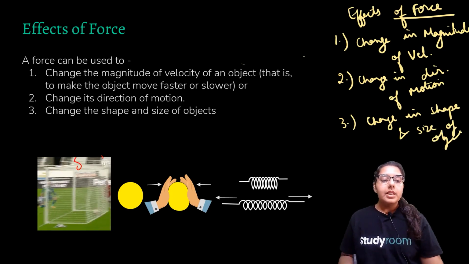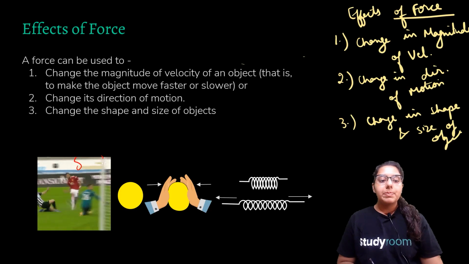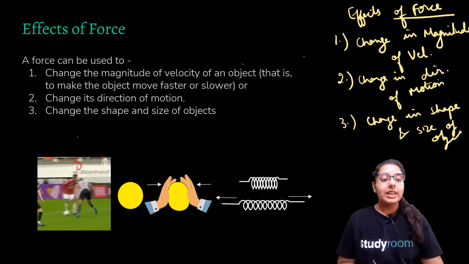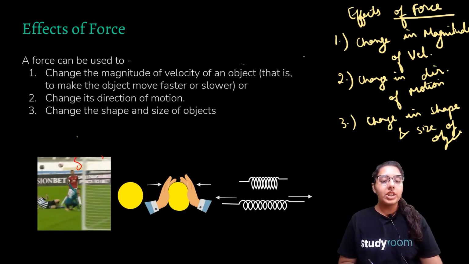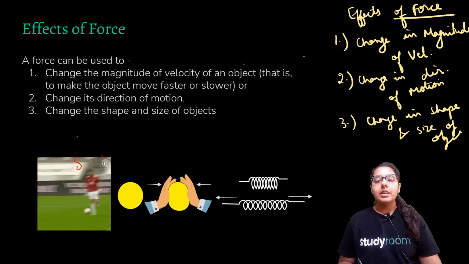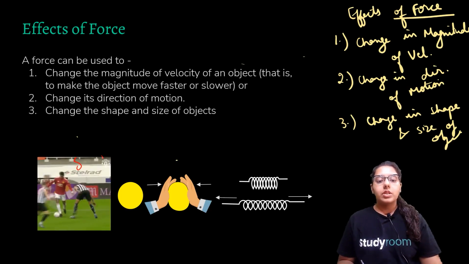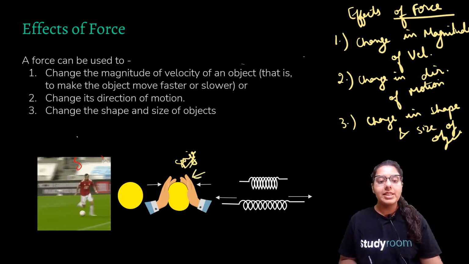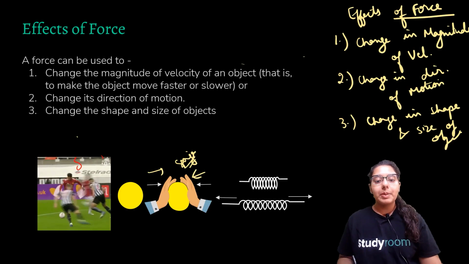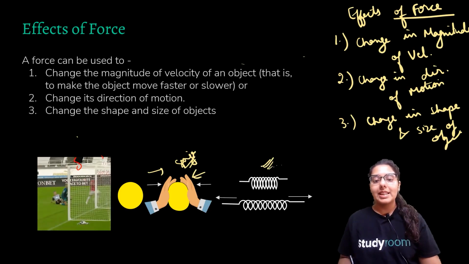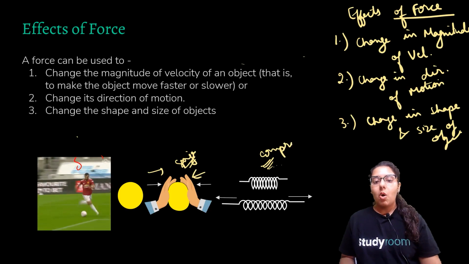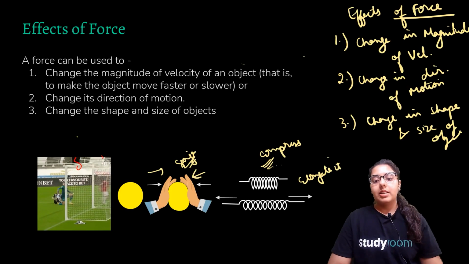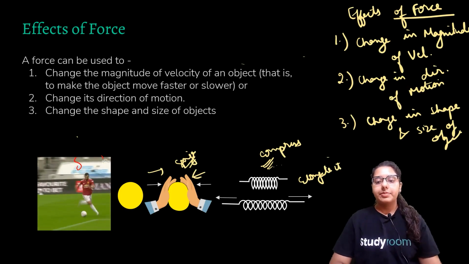For example, in this case, these people are playing with the football, right? So there is a change in magnitude of velocity as well as direction. The direction of the ball is changing continuously. For example, a person is playing with a sponge and changing its shape by applying force from this side and this side. For example, this spring, right? Change in shape and size when we compress it or we elongate it. So this is how we study the effects of force.